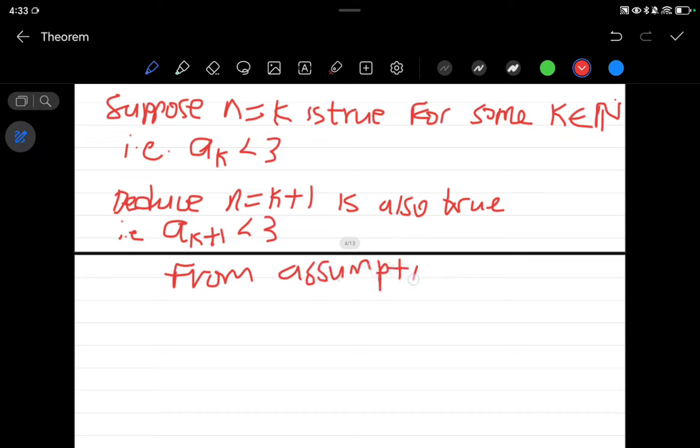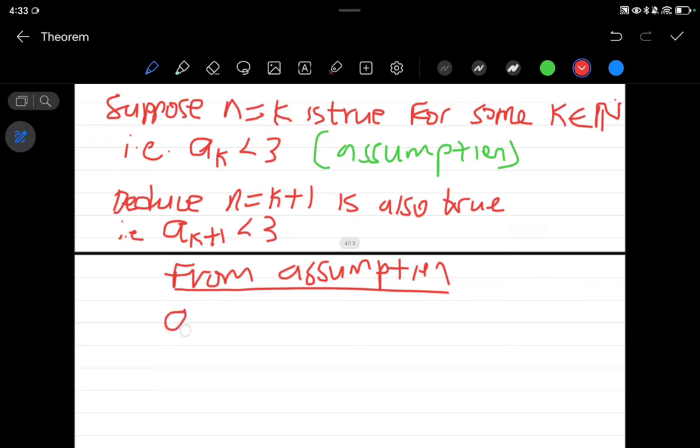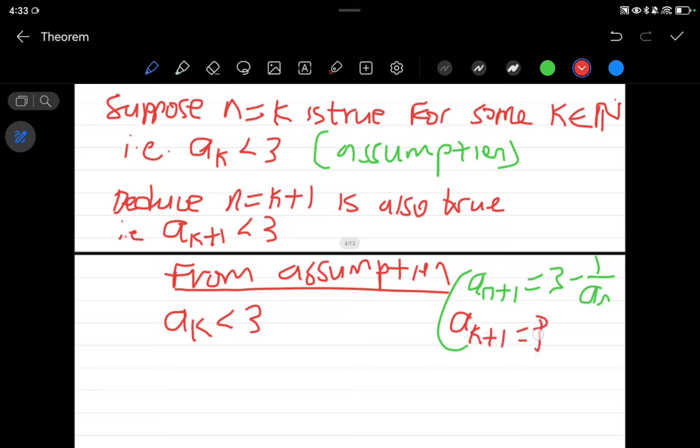to prove that this is true. So I'm going to start from the assumption. Our assumption says this, that a of k is less than 3. And keep this in mind, that a of n plus 1 is equal to 3 minus 1 over a of n. And this would simply mean that a of k plus 1 will be equal to 3 minus 1 over a of k, you see.